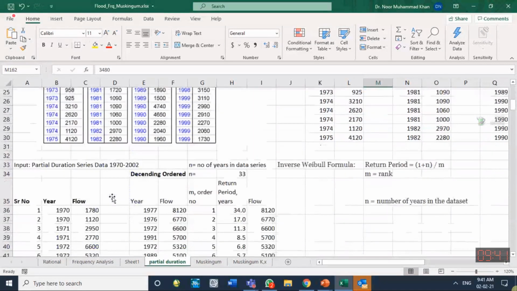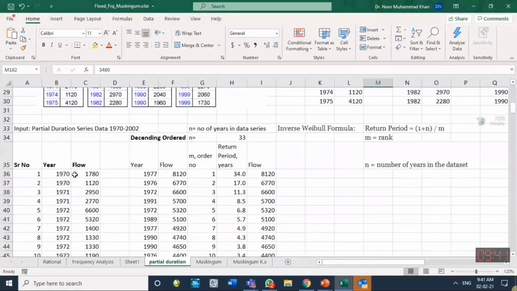So the method for analyzing them is the same. Write them in a column, and then sort them in descending order.